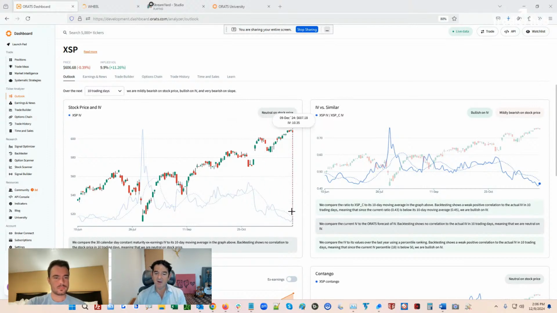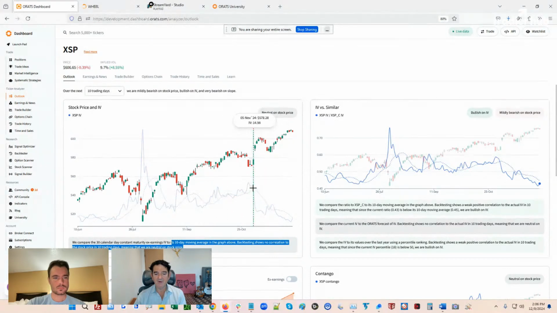And again, in a lot of our data, we could look out for these types of things and actually backtest during these periods. So this would be implied volatility and its 10-day moving average. It's a 30-day calendar day constant maturity versus a 10-day moving average. So when it goes above it, that's not a good sign. When it goes below it, that's a pretty good sign. So that'd be one thing to look at.